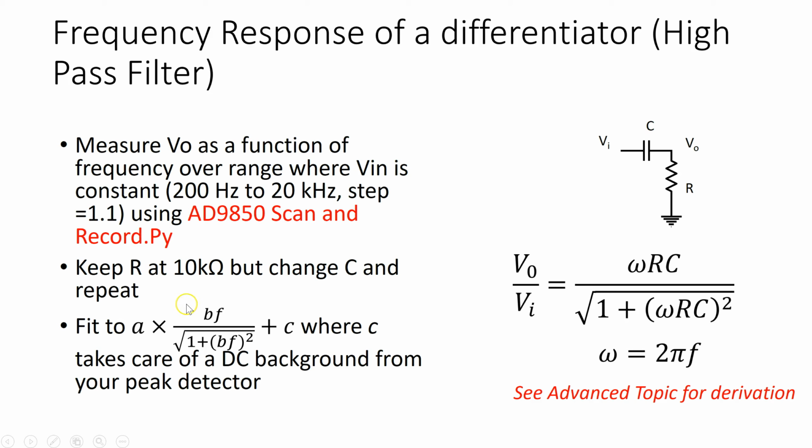We are changing that a little bit, and so omega RC is being written here as B times F, where F is the frequency, and B then incorporates the R and the C and the 2 pi. So we're rewriting this formula as BF over the square root of 1 plus (BF) squared, then a scaling factor A because we're not going from 0 to 1 volt, and then a C because there is some background from our peak amplitude detector.